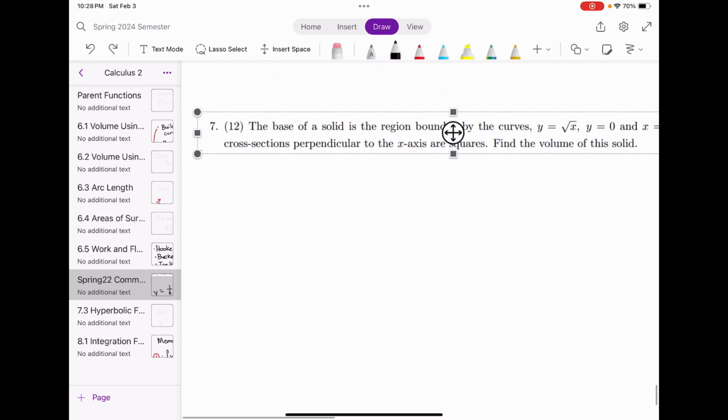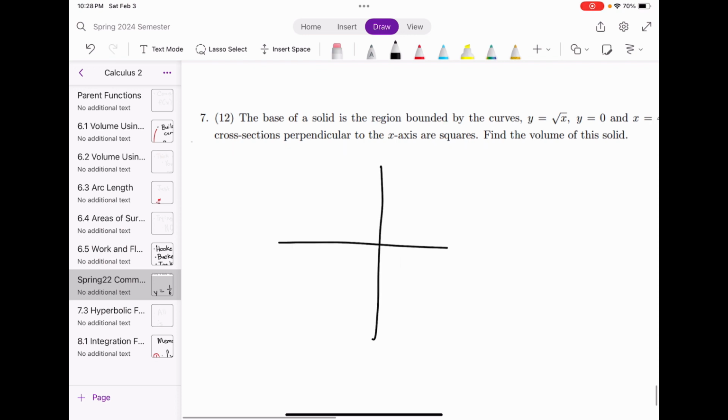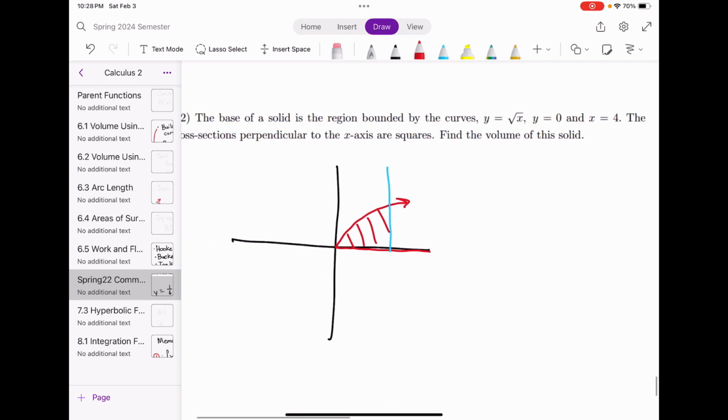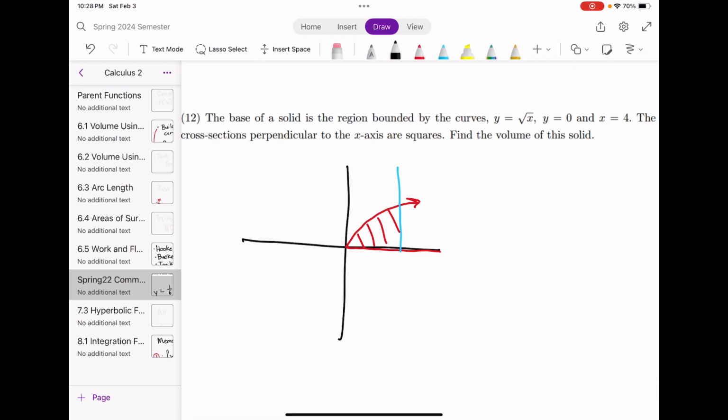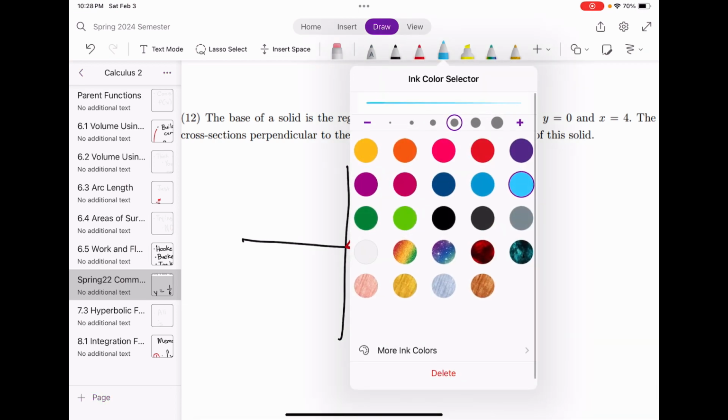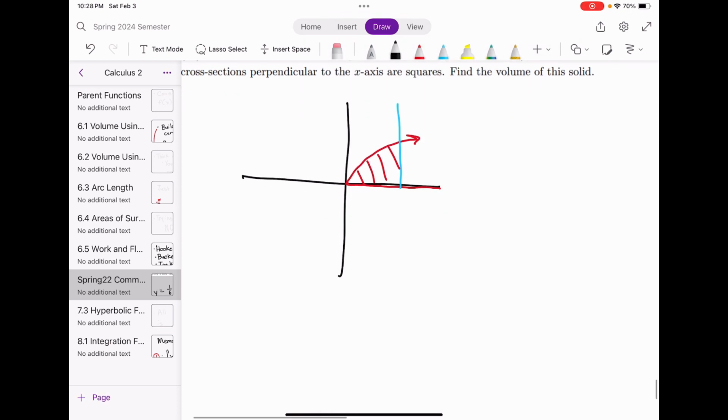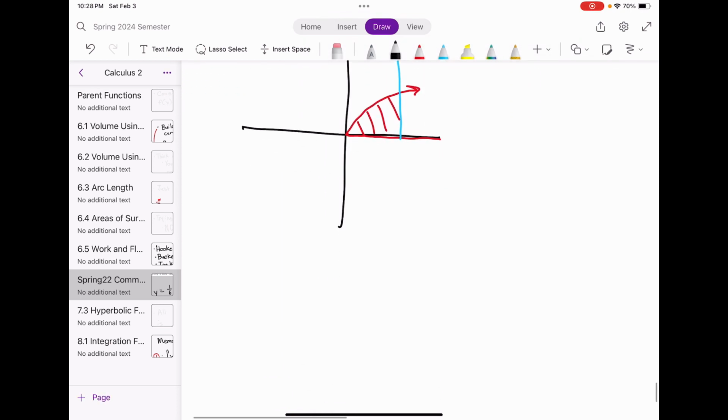Right. And so we have, this is supposed to be a quick drawing, something like that. This is y equals 0, and x equals 4. So you have that. It's not rotated, it's perpendicular to the x-axis. So the formula for this one, V equals the integral from a to b of A(x) dx.